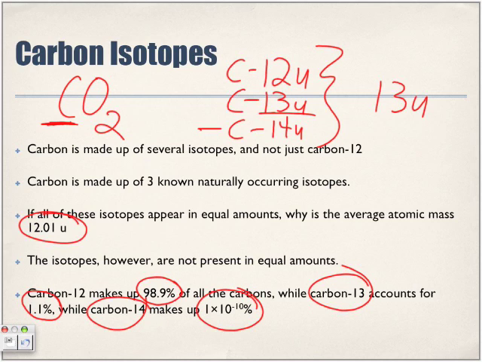So remember that anytime you see a formula, that formula is made up of the different isotopes. In carbon, regular carbon, the carbon-12, makes up the majority of all the carbon molecules.